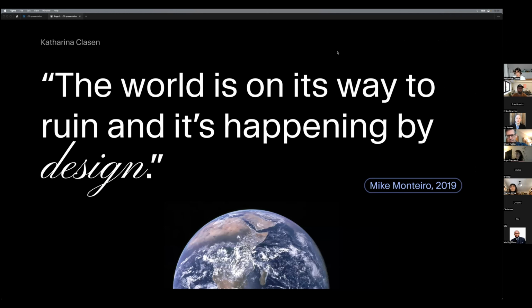This quote is by Mike Monteiro. Some of you might know him. Mike Monteiro, for me, stood out because of his really interesting and important work in design ethics. I think a few years ago, he was one of the most influential people driving this conversation about design ethics. This quote is from one of his books, because he's also an author. He co-founded the design agency Mule. And he's saying, "The world is on its way to ruin, and it's happening by design."